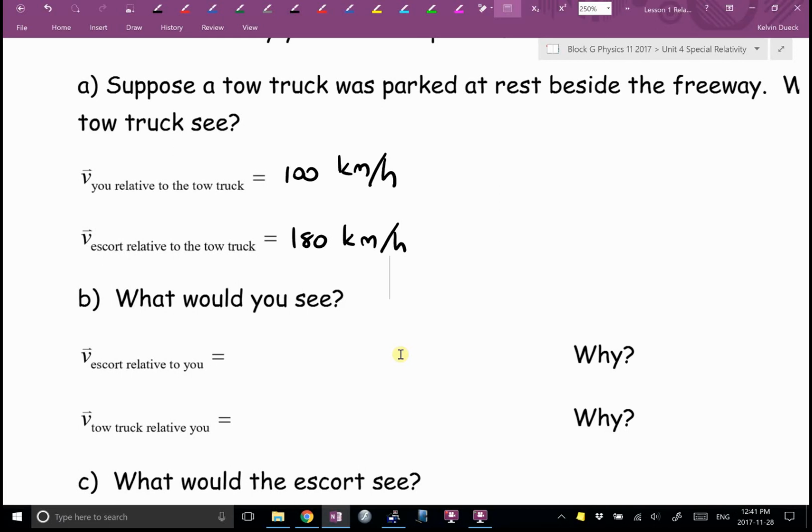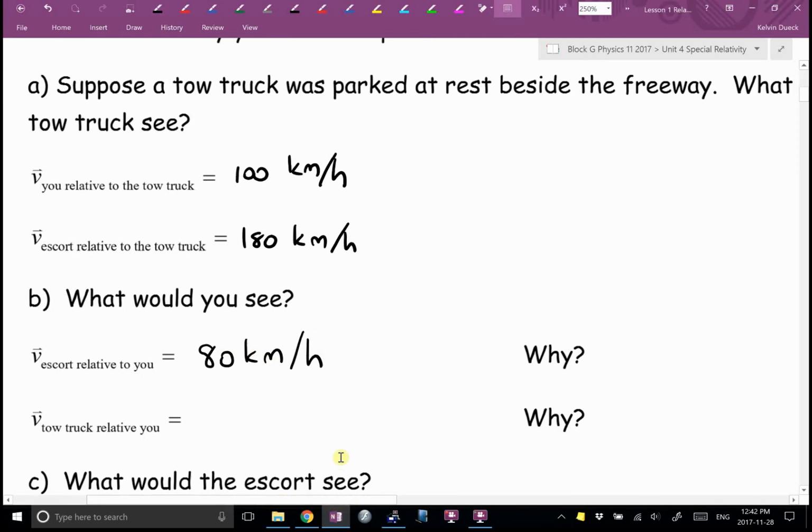Okay, and here's where Einstein stepped in. He said, because as far as you're concerned, you are at rest and the world is moving around you. Everything is relative. Relative to, this is why he called it relativity. So relative to you, you would see the Ferrari traveling at 80 kilometers per hour. With me so far?